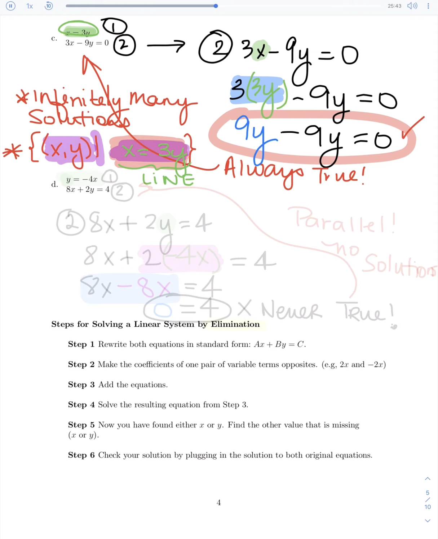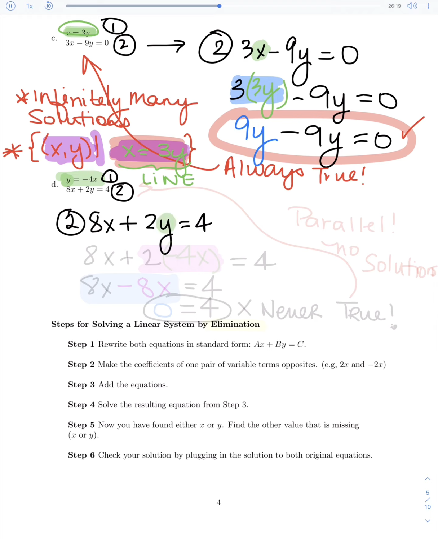So let's take a look at this next one on D. On D, again, we have something really nice because if you look at the first equation, y equals negative 4x, it's already set up for substitution because the y is by itself. So I'm going to use that as my first equation, but it's already done for me. So then all I need to worry about is my second equation and plugging my first one into it. My second equation is 8x plus 2y equals 4.